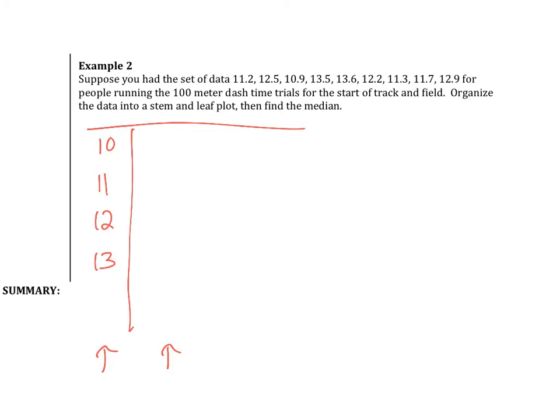Now we're going to get all of our numbers down. So 11.2 will go after the 11. 12.5 goes after the 12. 10.9, the 9 comes after the 10. 13.5 comes after the 13. 13.6, 12.2, 11.3, 11.7, and then 12.9. So we have all the numbers down.